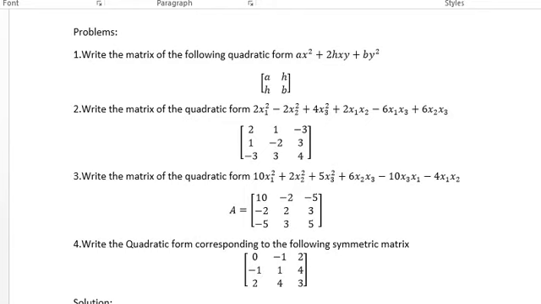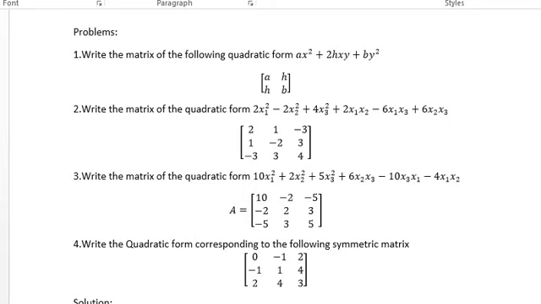And the last row, that is the first element. Third row, first element is half the coefficient of x3, x1, that is minus 6 by 2, that is minus 3. Second element will be half the coefficient of x2, x3, that is 6 by 2, that is 3 again. And the third entry is 8, the coefficient of x3 square, that is 4. So your matrix is 2, 1, minus 3, 1, minus 2, 3, minus 3, 3, 4.